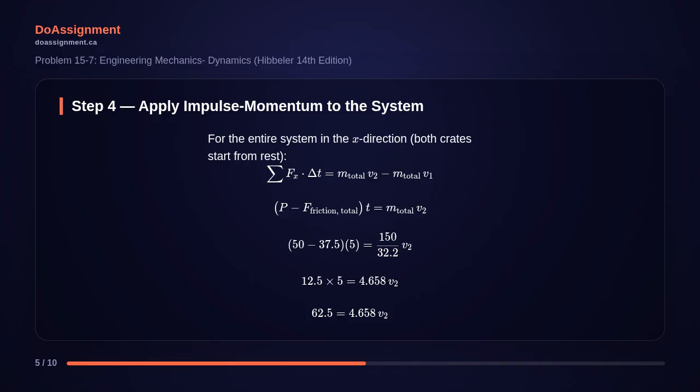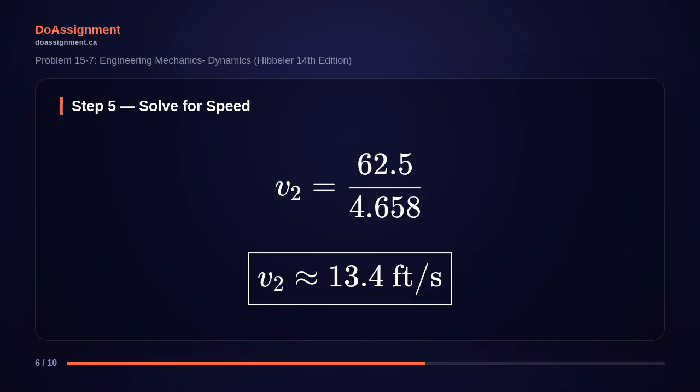For the whole system, the impulse momentum equation in the horizontal direction gives net force times time equals total mass times final velocity. The net force is P minus total friction, which is 50 minus 37.5 equals 12.5 pounds. Multiplying by 5 seconds gives 62.5 pound-seconds on the left and 4.658 times V sub 2 on the right. Dividing 62.5 by 4.658 gives the final speed of approximately 13.4 feet per second, directed to the right.